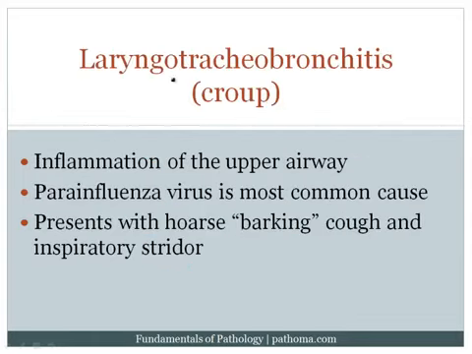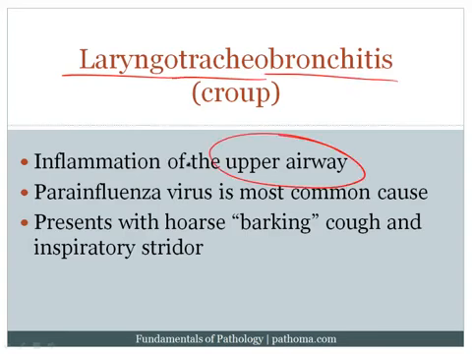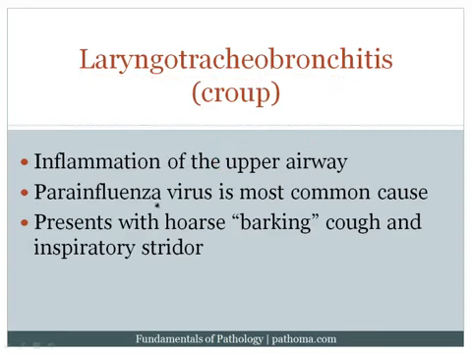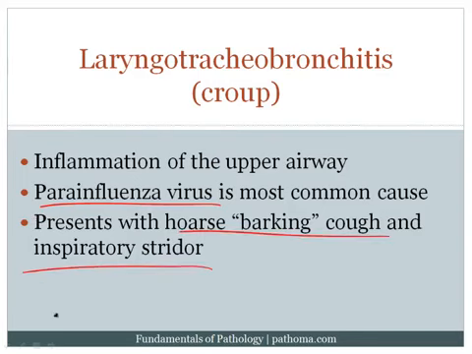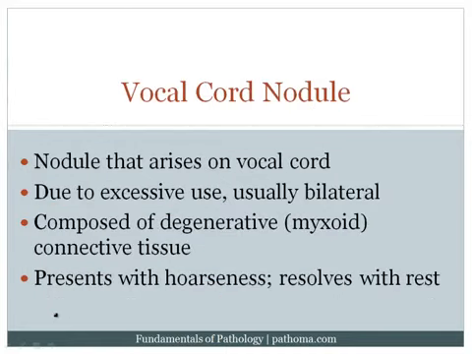Next disorder, laryngotracheobronchitis. So again, the name tells you that you're getting inflammation of the upper airway. Most common cause is parainfluenza virus, and these are the patients that classically present with a hoarse, barking cough and then an inspiratory stridor. So that's laryngotracheobronchitis.